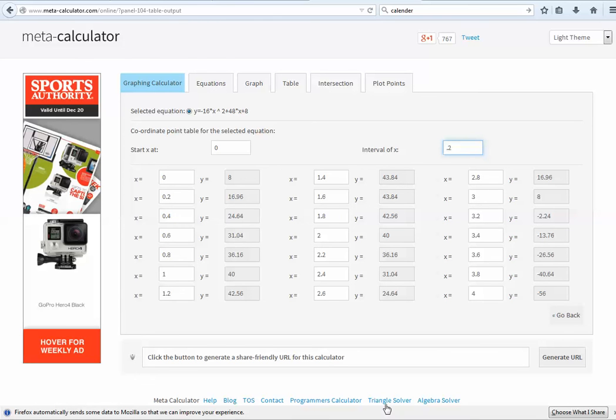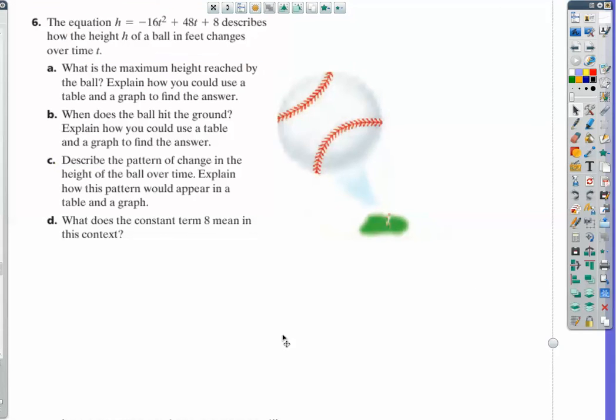So let's go back to the problem. And my daughter stole my pen out of my pocket. Thank you very much.